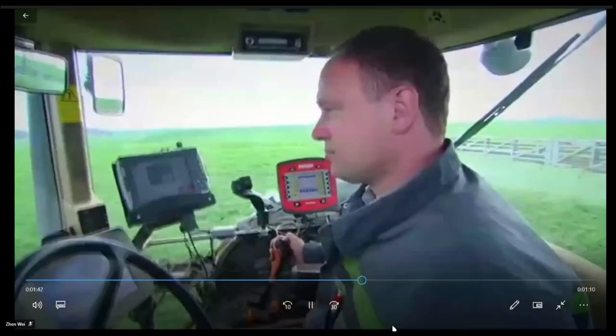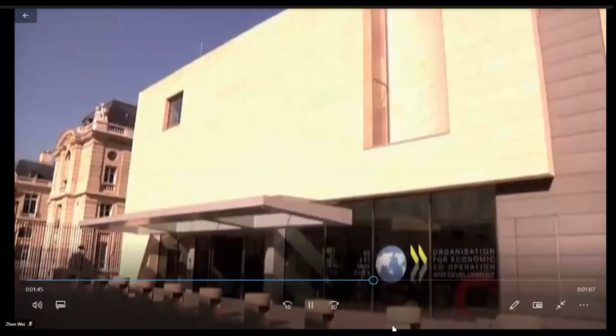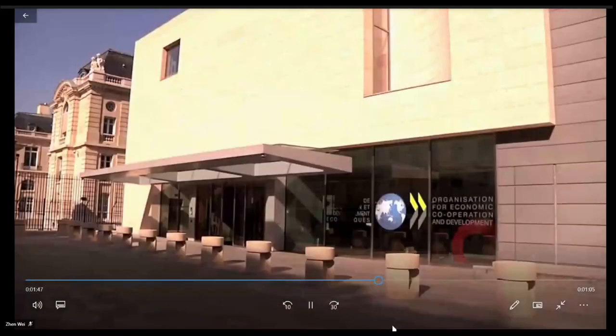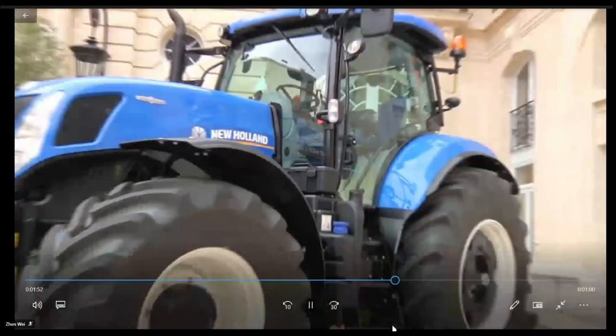Every year, farmers, manufacturers, and government officials meet at the OECD in Paris to update the codes and ensure the tests are adapted to the latest developments and conditions. The chair of the Tractor Codes meeting, Sandro Liberatori, explains the challenges they face.